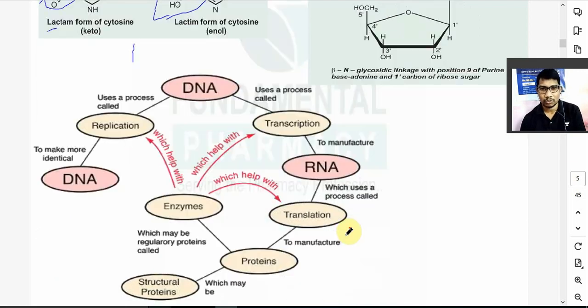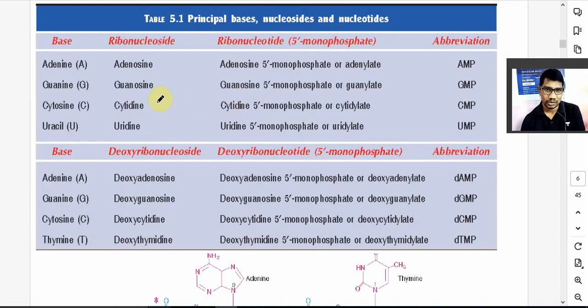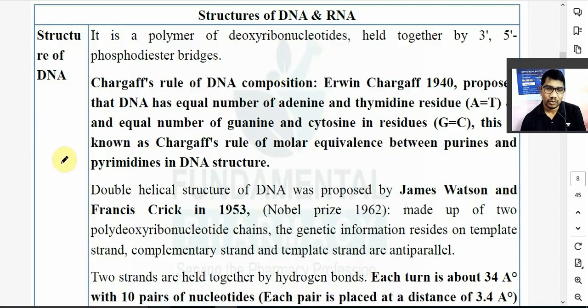Okay, we have seen the central dogma of life. Copying of DNA is known as replication, done by enzymes. Synthesis of RNA from DNA is known as transcription, again with the help of enzymes. Then RNA is expressed as protein by the process known as translation, again with the help of enzymes. Proteins may be either structural proteins or functional proteins. We have seen the nucleotide bases and the structure of DNA.